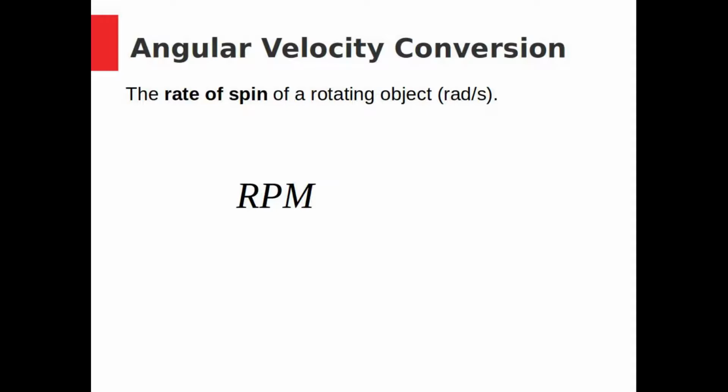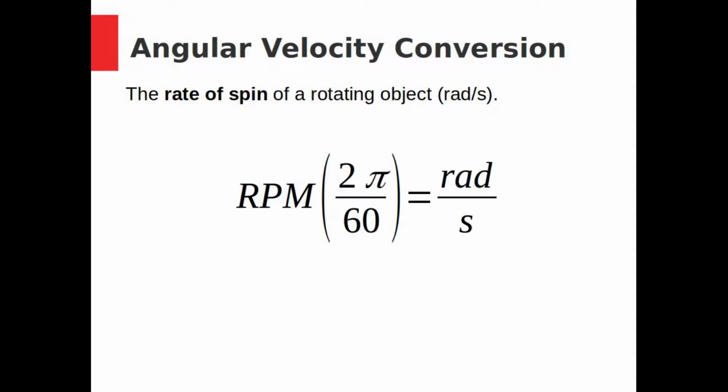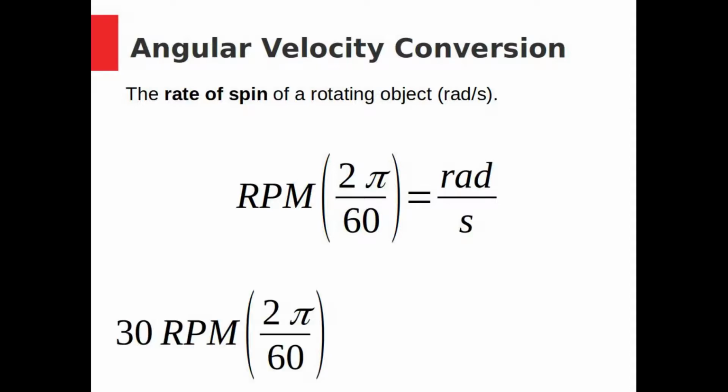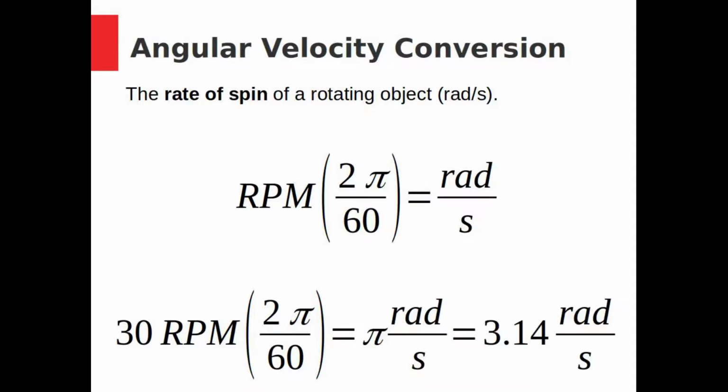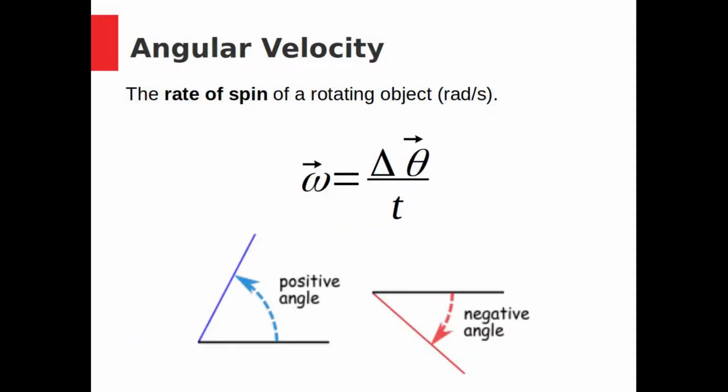If anyone ever gives you an angular velocity in RPM, you can convert it into radians per second using this calculation. RPM times 2 pi over 60 gives you radians per second. So, for instance, an object that rotates at a rate of 30 RPM has an angular velocity of 3.14 radians per second, or half a turn every second. Just like angular displacement, angular velocity is a vector. An object can rotate counterclockwise, which we symbolize as positive, or clockwise, which we symbolize as negative.